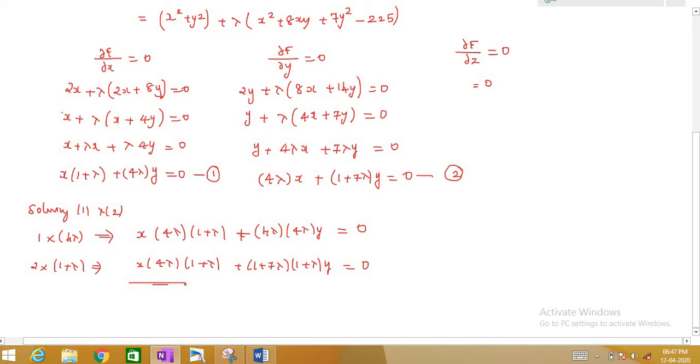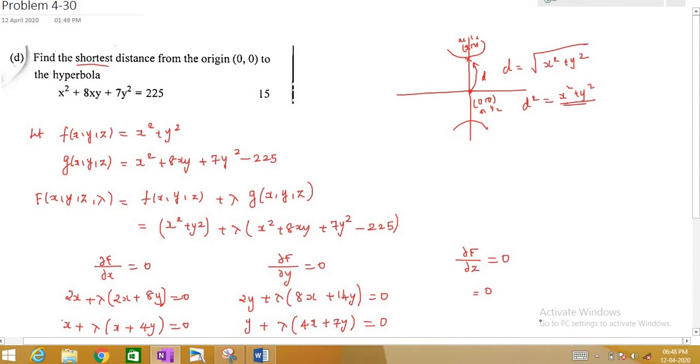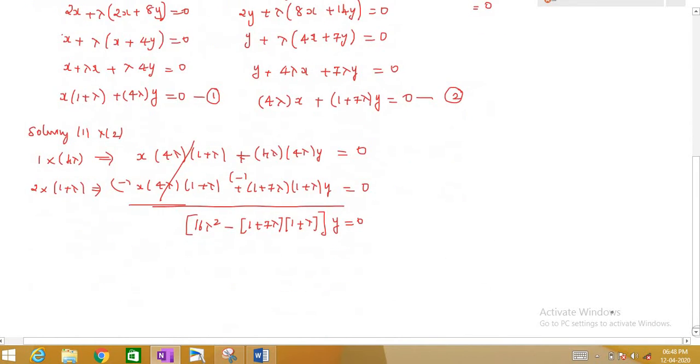If I subtract these two equations, this part will get cancelled, so this part will be changed to minus. If I take y common here, I'll have 16 lambda square minus (1 plus 7 lambda) into (1 plus lambda), all times y, equal to 0. So y cannot be equal to 0. If y is equal to 0, then we don't get a hyperbola here. So y is not equal to 0, which means this term has to be equal to 0.